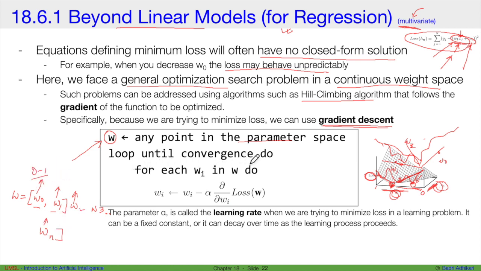Now we loop until convergence. We will define what convergence means. For now we can imagine that we loop repeatedly many times, hundreds of times. What do we repeat? For each Wi in W, that is, for each weight variable in your vector W, do this: update your current W with the previous value of this W minus a constant alpha times your loss.